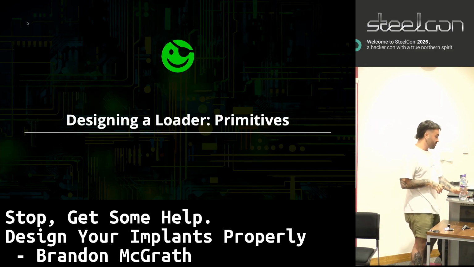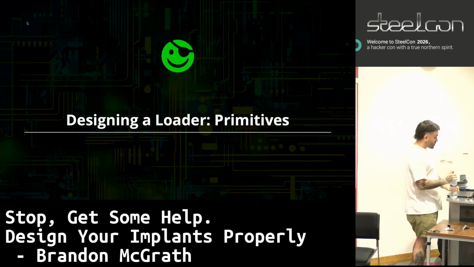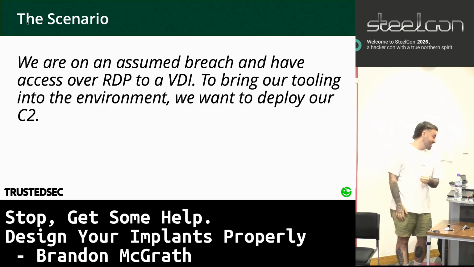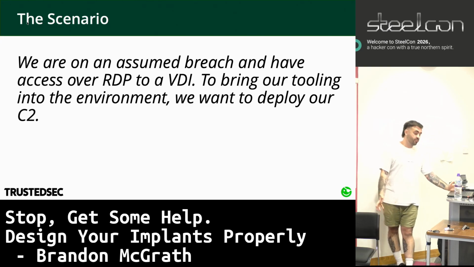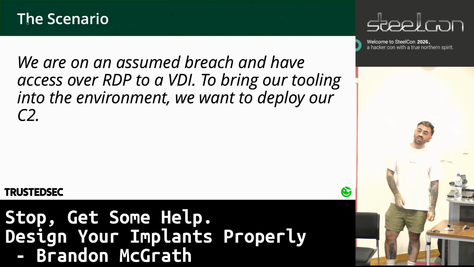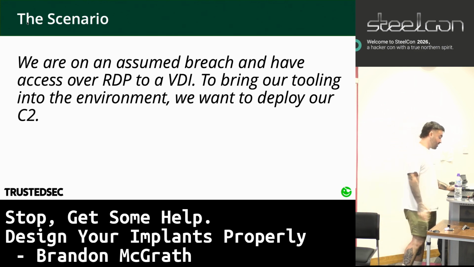Now we're going to jump into the actual meat and potatoes of it. So what we're going to do is create this scenario that says we are on an assumed breach and have access over RDP to a VDI. To bring our tool into the environment, we want to deploy C2. This does not handle the caveat of, if you are an assumed breach, day one is access to a VDI over RDP. Maybe don't try and run an implant day one, like burn the entire operation. But we're working within this boundary.